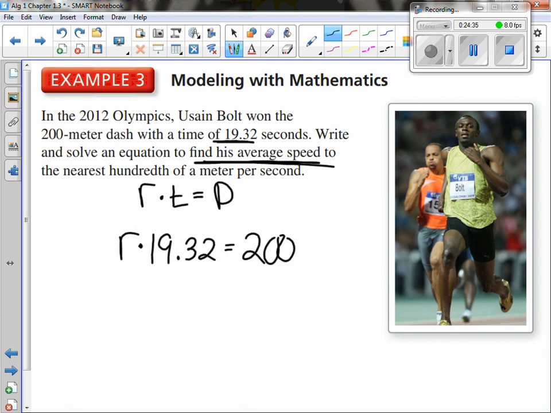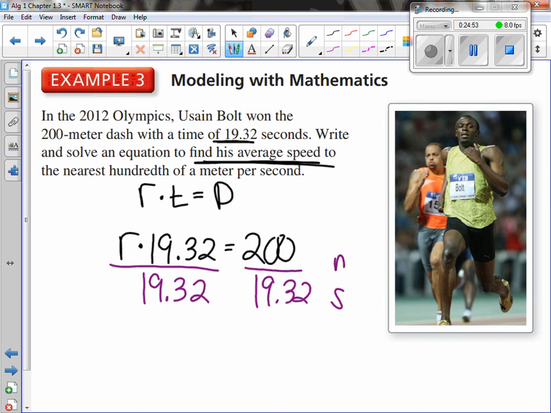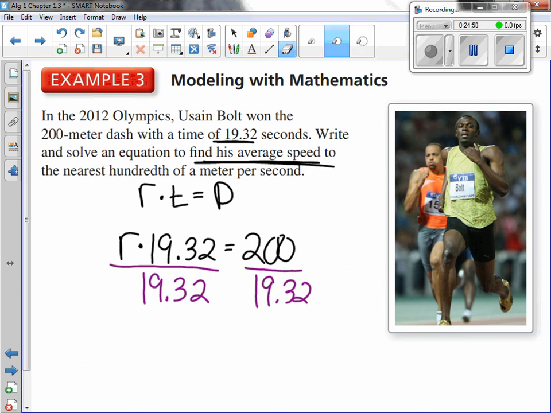So what do we want to do? We want to find the value of R. So to find the value of R, what we're going to do is what? We're going to use our division property of equality, and we're going to divide both sides by 19.32 seconds. This was our meters. I'll come back to that in a little bit.